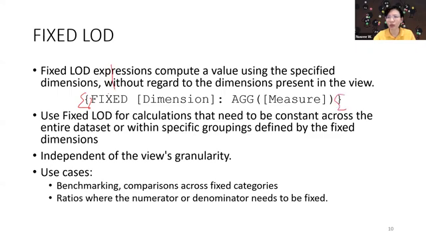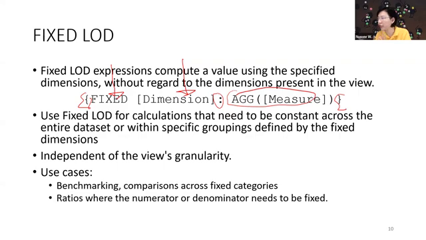And then you use the keyword FIXED, followed by the name of the dimension. That means you want to group by this dimension, whatever your view has. For example, your view has region, right? But you want to group by customer name, you just put customer name here, and then a colon, and then your calculation, whatever measure you want to calculate.